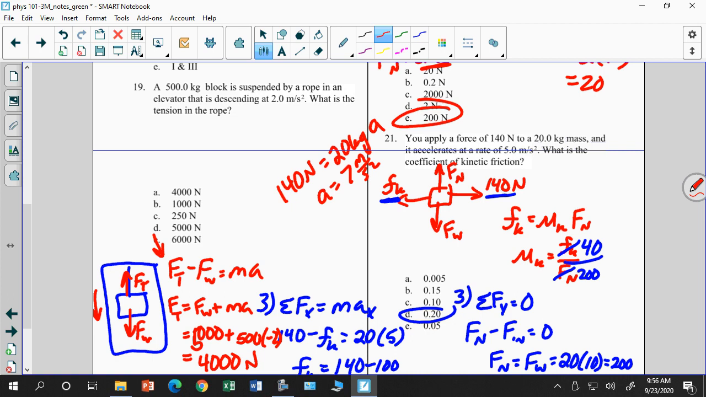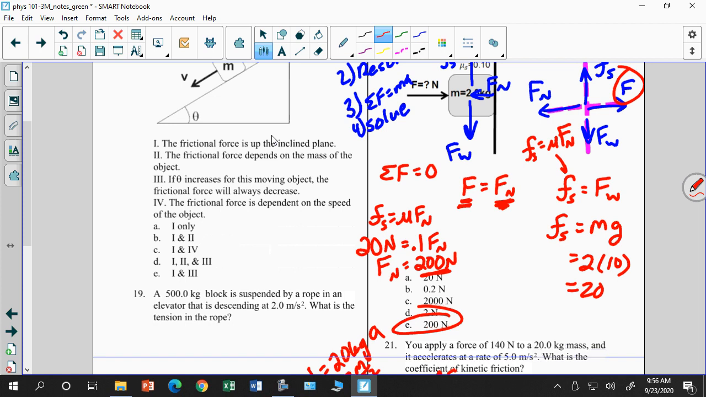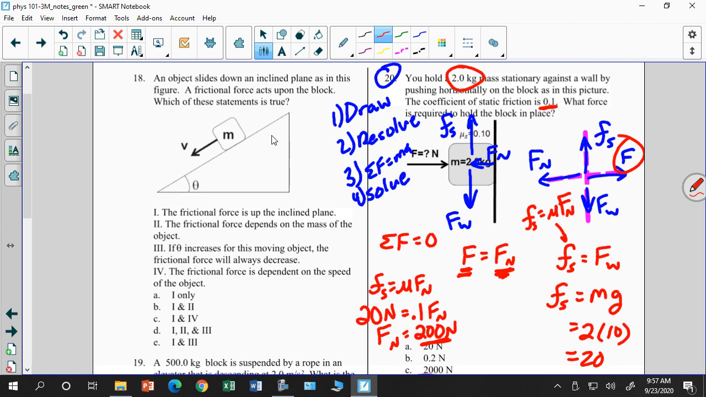All right, let's do a conceptual question. You'll have those too, of course, so let's think about that. Ooh, let's look at number 18. I have this object that slides down an inclined plane, as in this figure, and a frictional force acts upon the object. So let's see which of these statements are true.